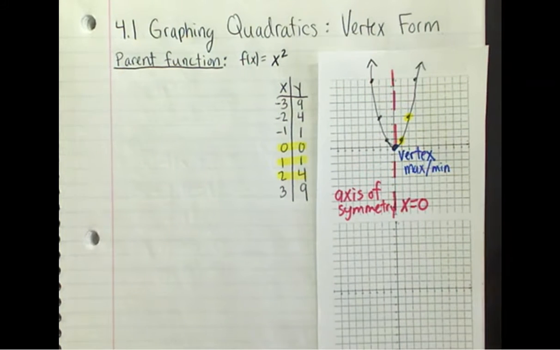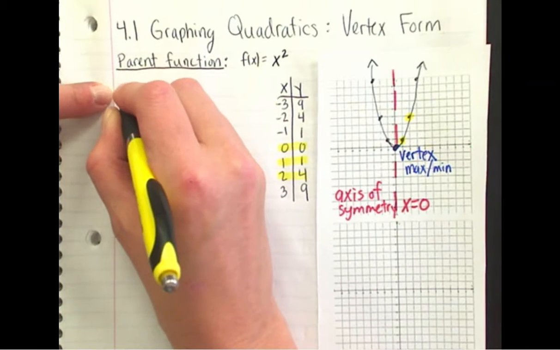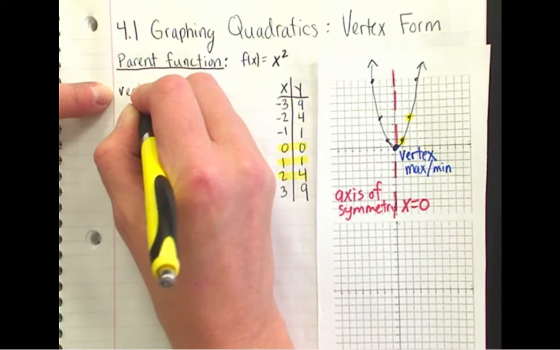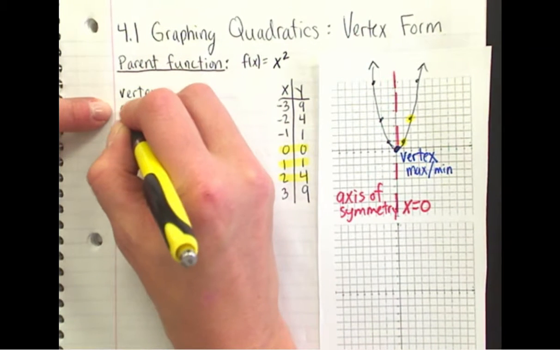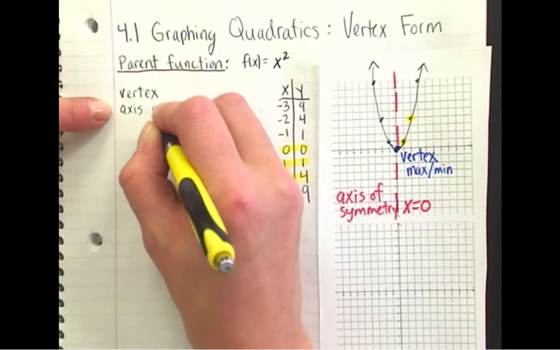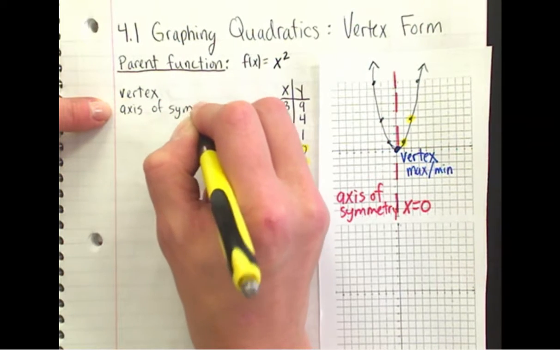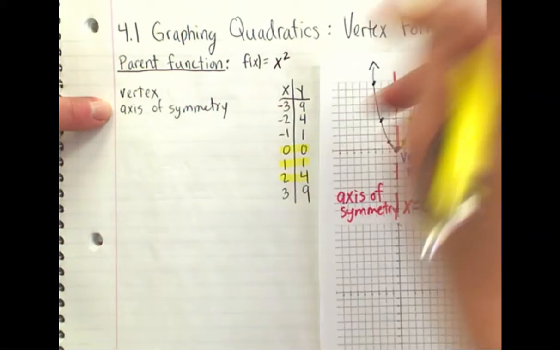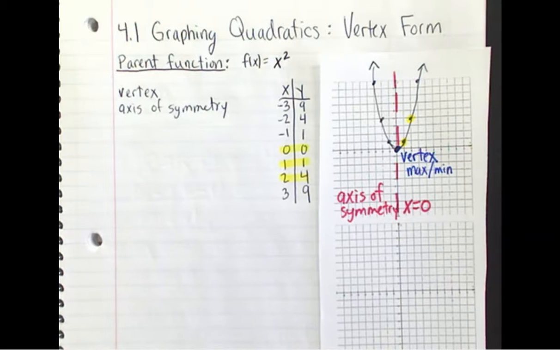Okay, so we've got some vocab here. We have the vertex, and I'm just going to write it here. We have the vertex, we have axis of symmetry, which we have visually defined. We have shape called concave up. It's no longer a line. It's not linear. It's curved.